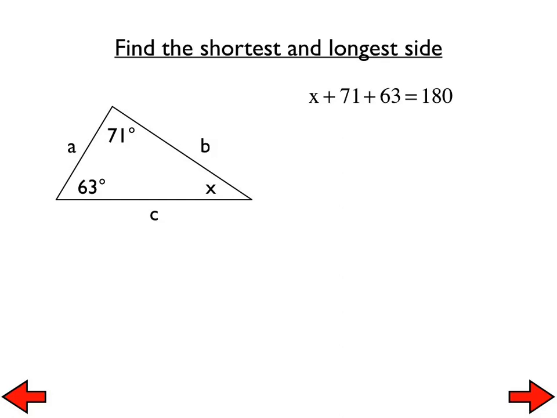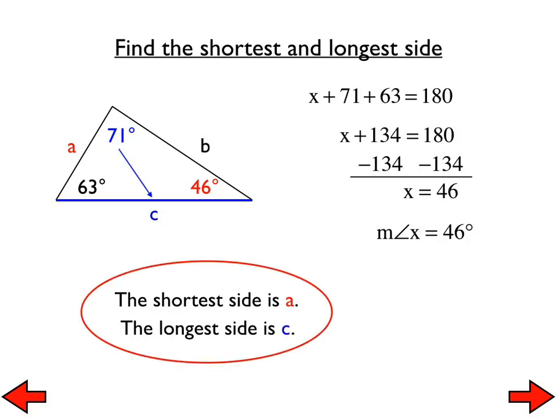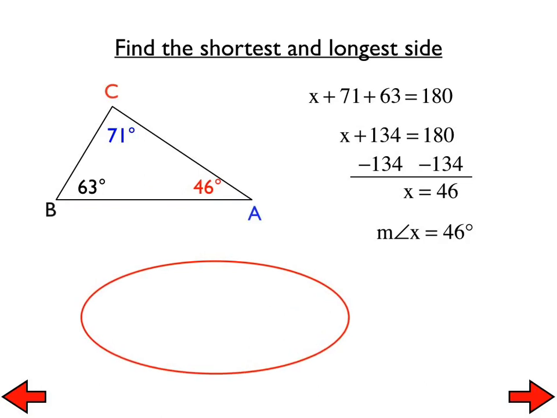So we need to find the missing angle first. The missing angle, much like the previous problems, is 46 degrees. So now that we know that the missing angle is 46 degrees, we can clearly see that side A is the shortest side because it's opposite the smallest angle. And we should be able to clearly see that side C is the longest side because it is opposite the biggest angle. All right, go ahead and try the next problem, which is to the right of that in your notes. Find the shortest and longest sides.